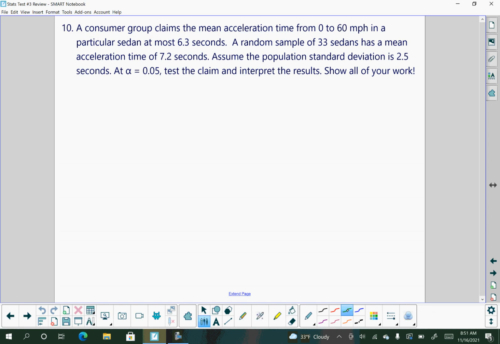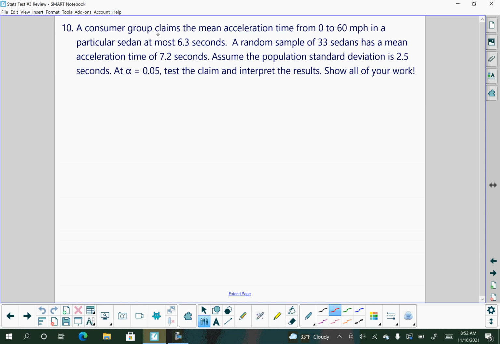All right, so number 10, it says a consumer group claims the mean acceleration time from 0 to 60 miles per hour in a particular sedan is at most 6.3 seconds. A random sample of 33 sedans has a mean acceleration time of 7.2 seconds. Assume the population standard deviation is 2.5 seconds. At a level of significance of 0.05, test the claim, interpret the results, make sure to show all of your work. All right, so I'm going to start by pulling out the important information from here.